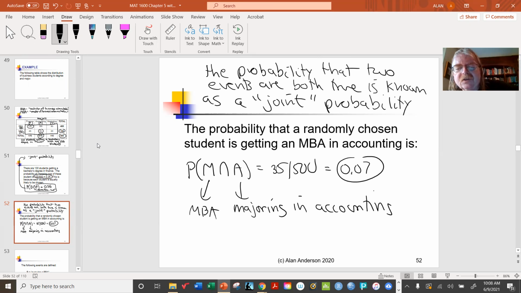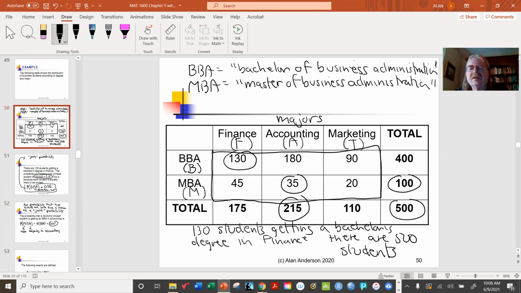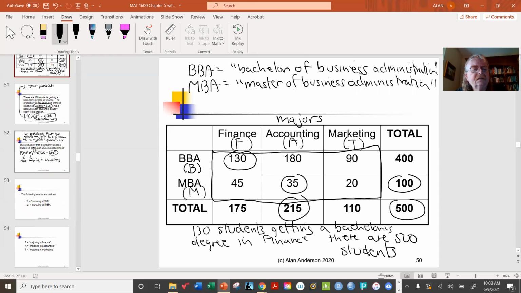Here, the two things that are true are that we're getting an MBA and we're studying accounting. And so altogether, there are six joint probabilities in this table. That's why I circled or boxed this in. You can see there are six of them that we could calculate here. What about the totals though? What is their role here?